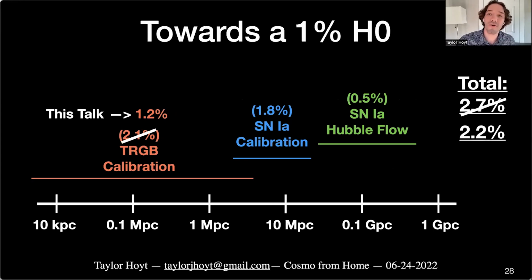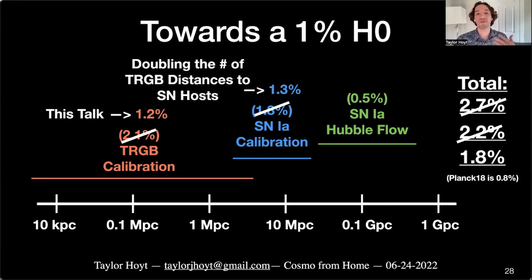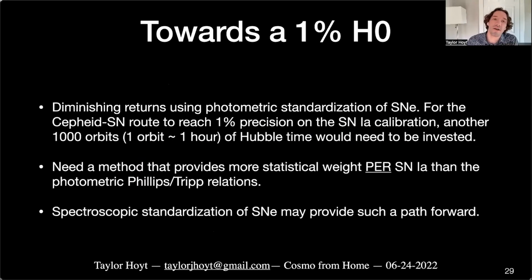And going forward, how can we do better? Even if we double the number of TRGB distances to supernova host galaxies, we get to 1.8% in total H0. For reference, Planck is about 0.8%. So it's clear that we are hitting diminishing returns of the standard approach of photometric supernovae. So we need a method that provides more statistical weight per supernova Ia than the photometric Phillips relations. And spectroscopic standardization of supernovae could provide such a path forward.